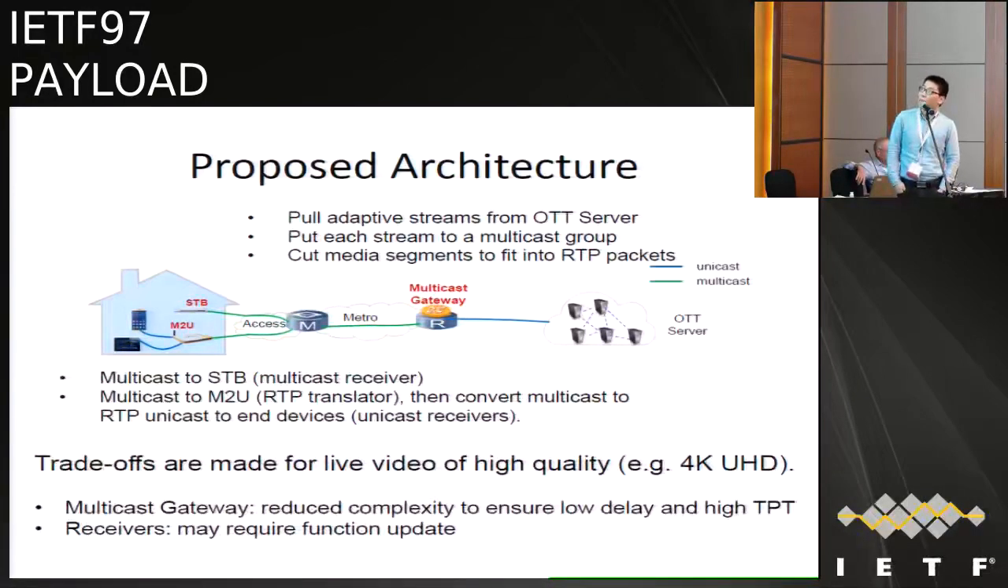So we want the multicast gateway to be as simple as possible. It may do a lot of processing of the video contents, but we need to ensure it has low delay for the live content and high throughput for high resolution video. So that might require some updates to the receivers at home, to the clients. They may need to update their software to support these new RTP formats.